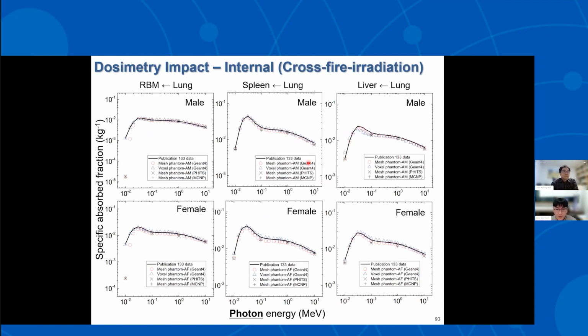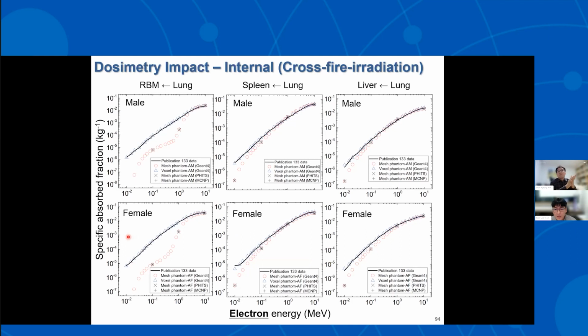But this graph shows the photon specific absorbed fraction for crossfire irradiation. This is the lung to red bone marrow, and this is the lung to spleen, and this is the lung to liver for the male and female. So overall, as you can see, generally good agreement between mesh and voxel phantom, except for the very low energy region below 20 keV only.